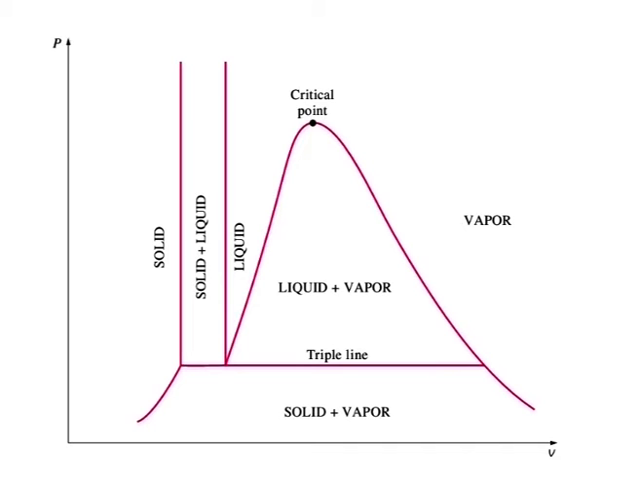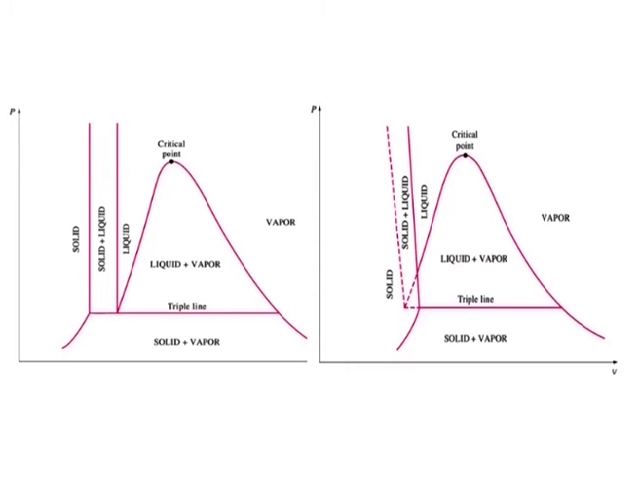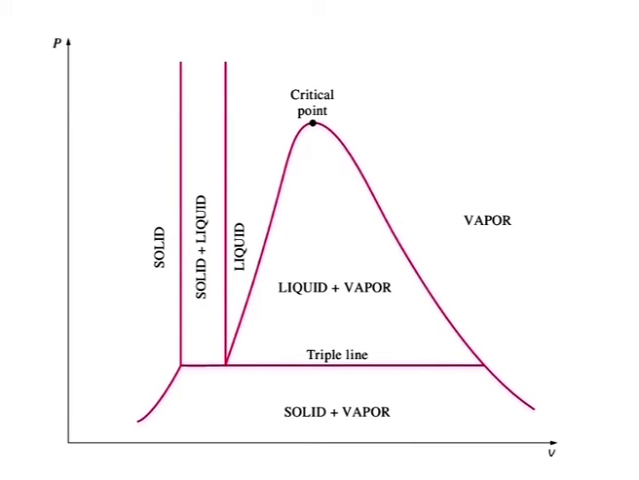Most substances contract during a solidification, that is, freezing process. Others, like water, expand as they freeze. These two diagrams differ only in the solid-liquid saturation region. The TV diagrams look very much like the PV diagrams, especially for substances that contract on freezing.